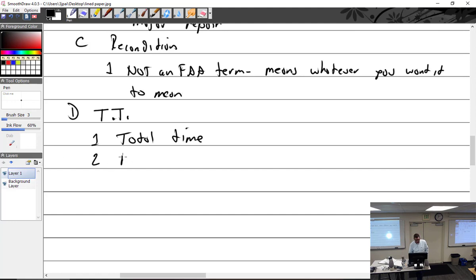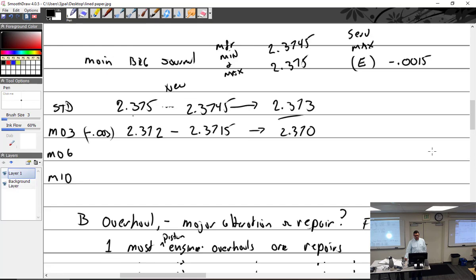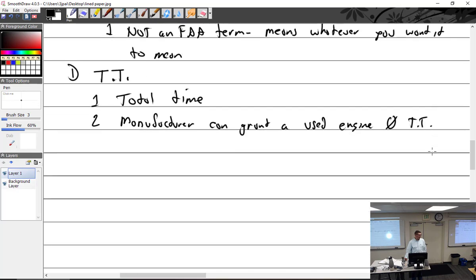Total time: the manufacturer, and only the manufacturer, can grant a used engine 0 total time. The engine in my airplane has like 900 hours total time. It's a factory reman. It was sent back to the factory, and the factory remanufactured it. Notice we did not use remanufacture; we said rebuilt, overhaul, recondition. So where does remanufacture come in? Only the manufacturer can use that word. I didn't write that in here, but maybe I will later.